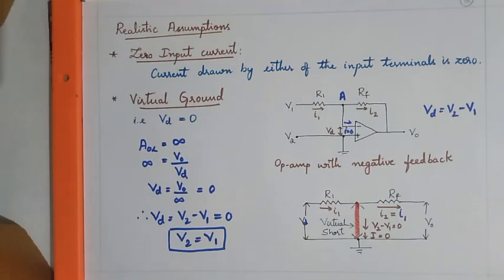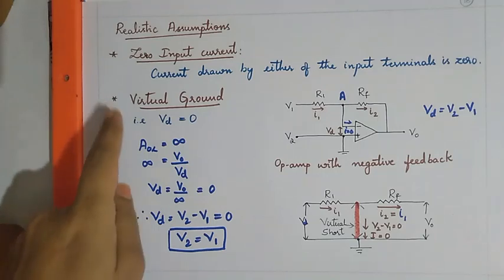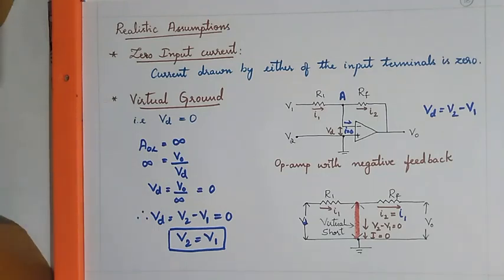These two realistic assumptions are very important, as they are the basis on which the voltage gain expressions are derived for the op-amp application circuits such as inverting amplifier, non-inverting amplifier, summer circuit, integrator, and differentiator. For all these circuits, the voltage gain is derived starting from these basic assumptions. Thus in the next video we'll see the applications of the op-amp. Thank you.